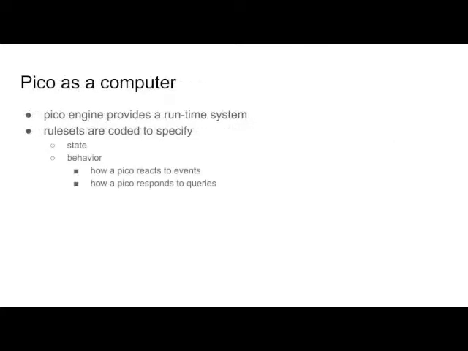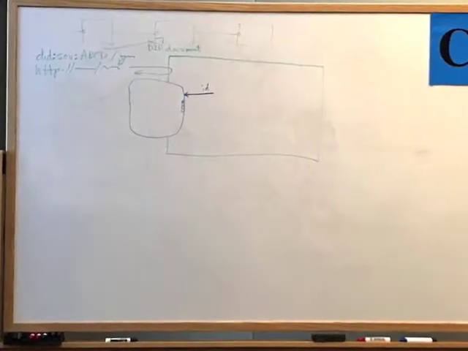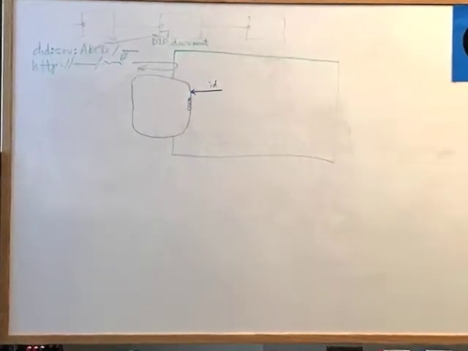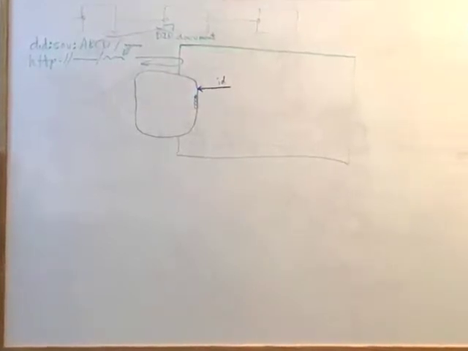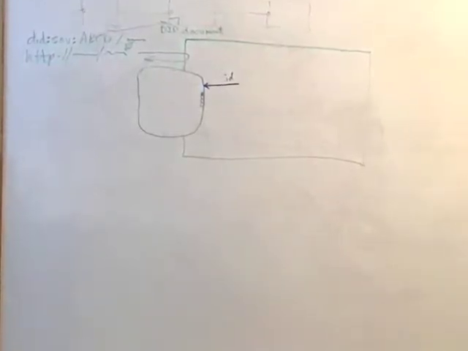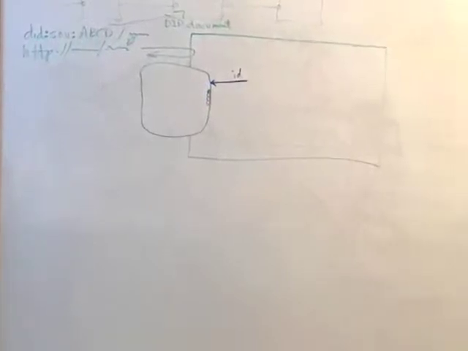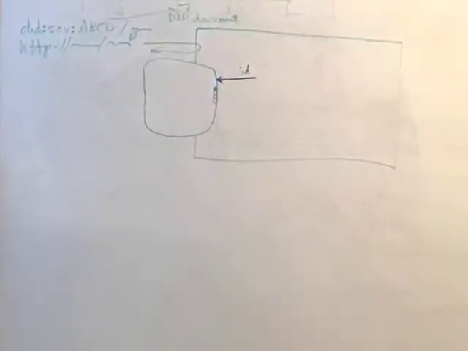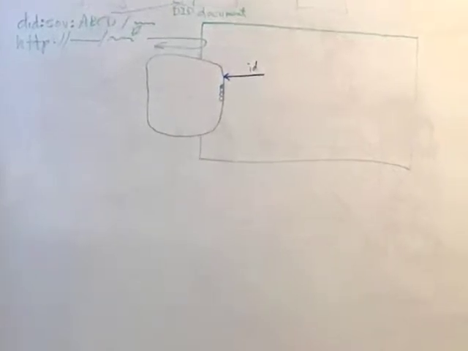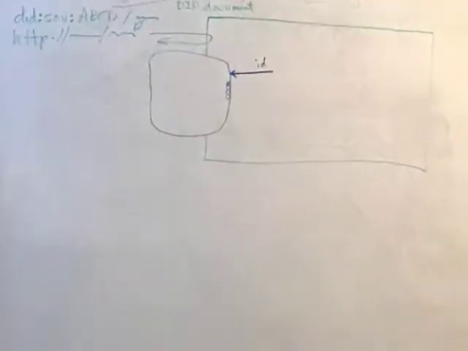Besides being an object, a pico is a computer on the internet. Its runtime facility is provided by a pico engine, which interprets rule sets which specify the state and behavior of a pico. The rule sets define how it reacts to events and responds to queries. We'll represent the pico engine by a rectangle in which the pico is embedded. When an HTTP request comes in, the engine identifies the pico by the channel whose DID is in the request, and evaluates rules or functions to prepare a response.